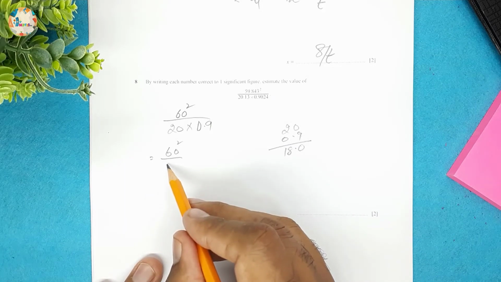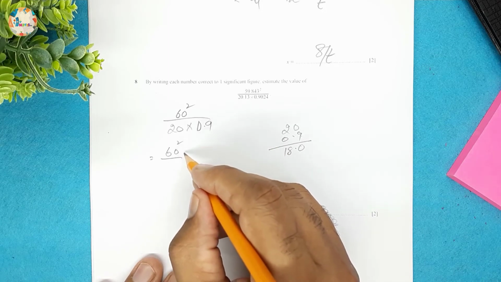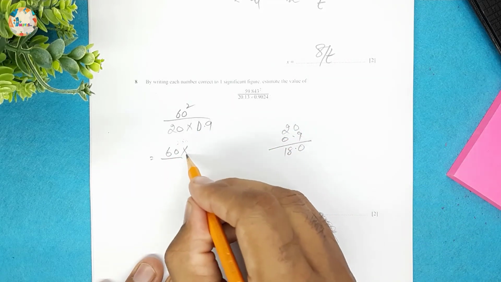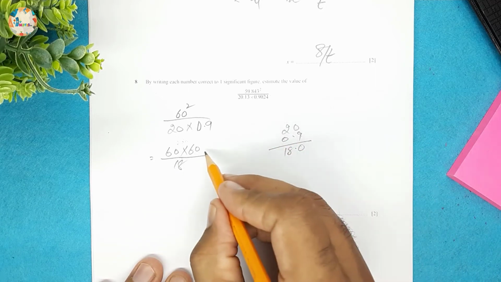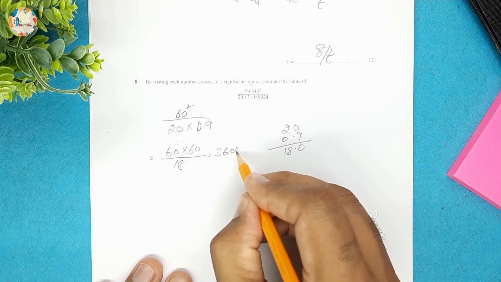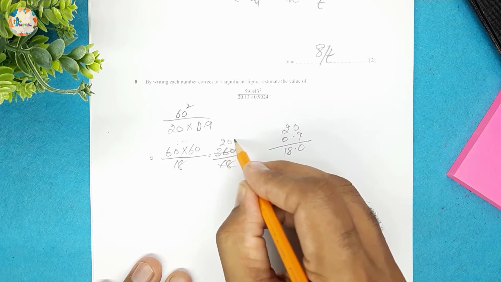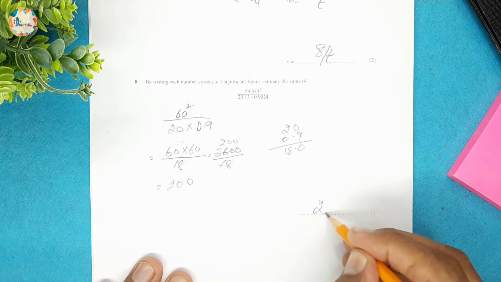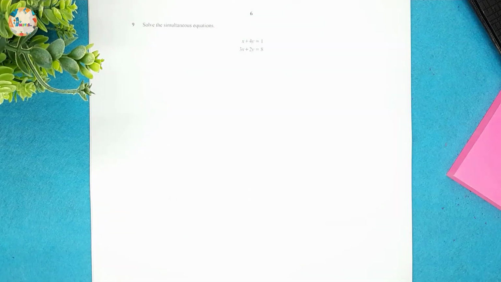Even we can just write basically 60 square will be equal to 60 into 60. So I'm writing the square, this will be 18 as denominator, and this will be equal to 3600 divided by 18. 18 ones are 18, 18 twos are 36, so answer will be 200. So our final answer will be over here, which is 200. Hopefully you understood this part as well.